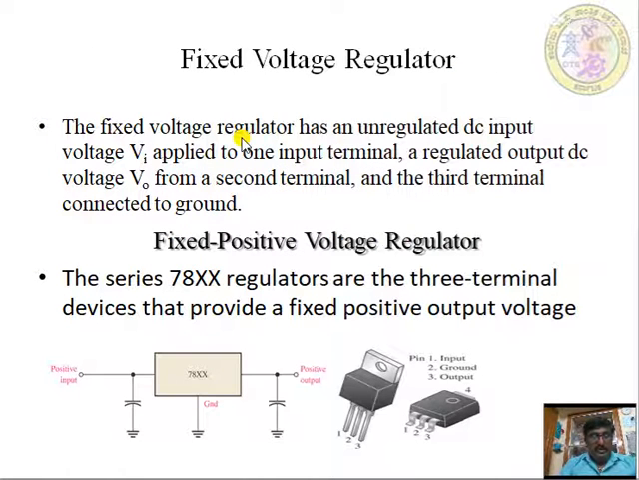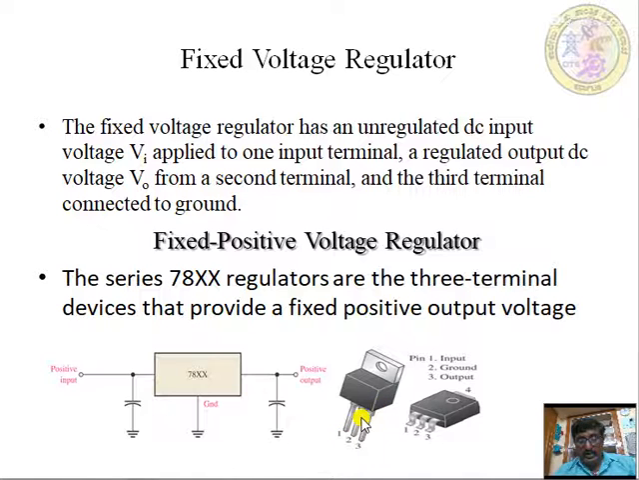Now the last part, the fixed voltage regulator. The fixed voltage regulator has an unregulated DC input voltage VI applied to one terminal, a regulated output DC voltage V0 from a second terminal, and a third terminal connected to ground. The fixed voltage regulator has three terminals: the input terminal, the ground terminal, and the output terminal. The first terminal is known as the input terminal, the second terminal is the ground, and the third terminal is connected to the output.